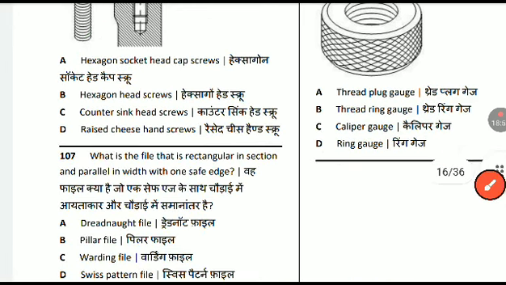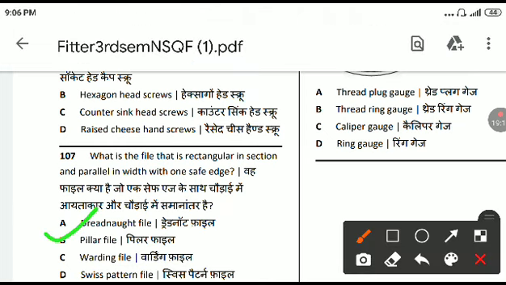What is the file that is rectangular in section and parallel in width with one safe edge? Dead smooth file, pillar file, warding file, Swiss pattern file. Option B, pillar file. Pillar file is your option B answer.